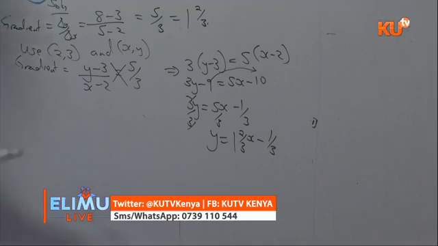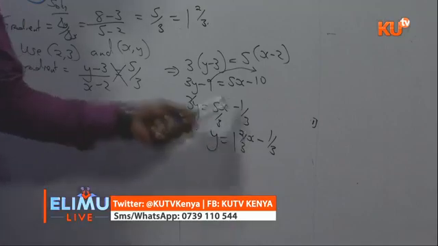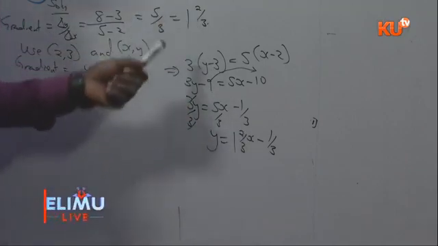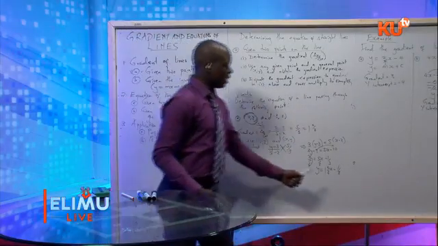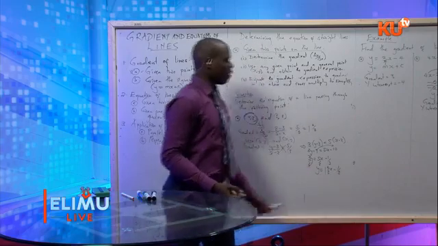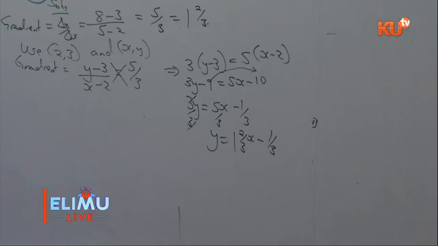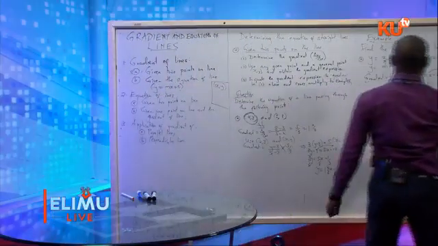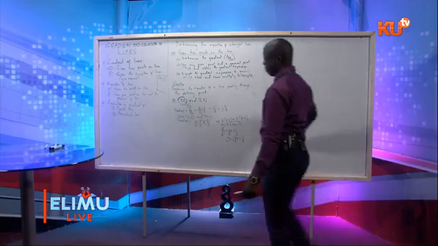And as you can see, the equation has the gradient 5/3, which is what we got here. So if you determine the equation, you'll still find this gradient is part of the equation. And the y-intercept is negative 1 over 3. So that is how we determine the equation of a straight line given 2 points on the line. We can do one more example.